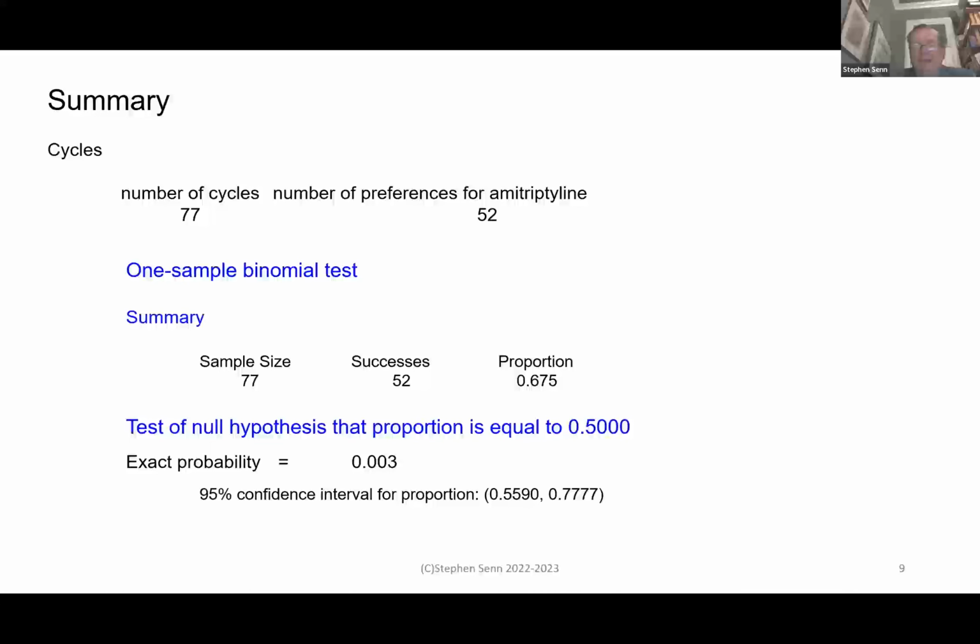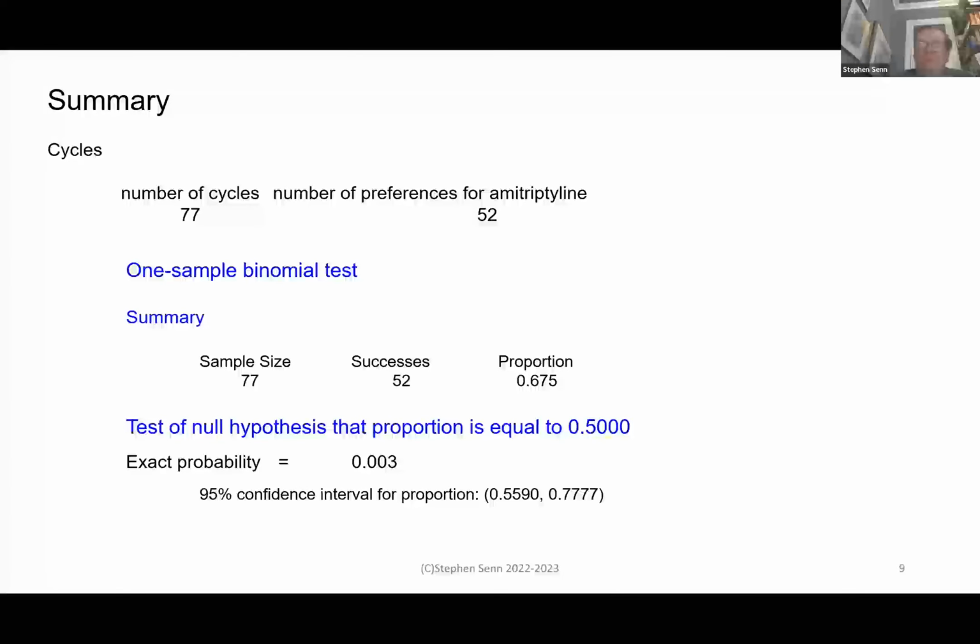And if I want to test the null hypothesis that the proportion is equal to 0.5, why 0.5? Well, 0.5 is indifference between placebo and amitriptyline. Then in that case, the p-value is 0.003. And the 95% exact confidence interval for the proportion is from 0.56 to 0.78.